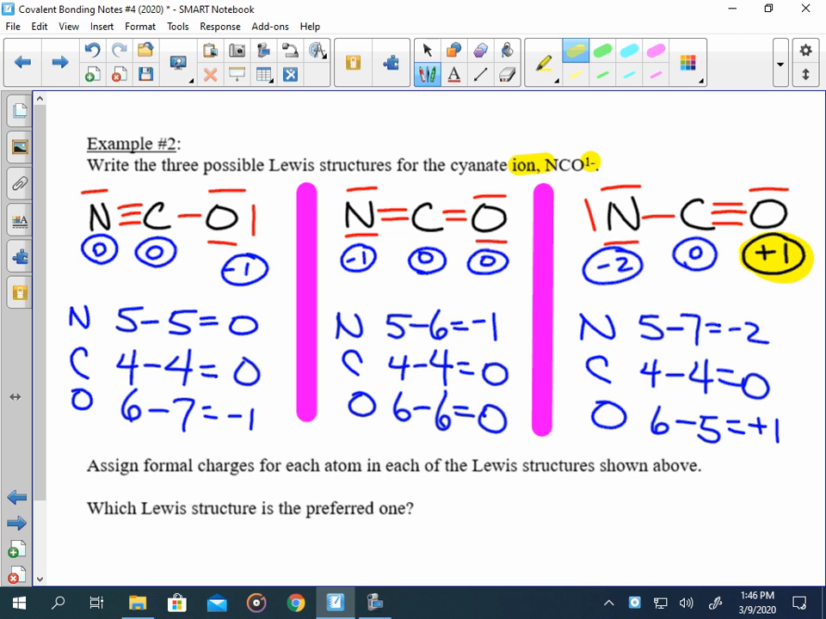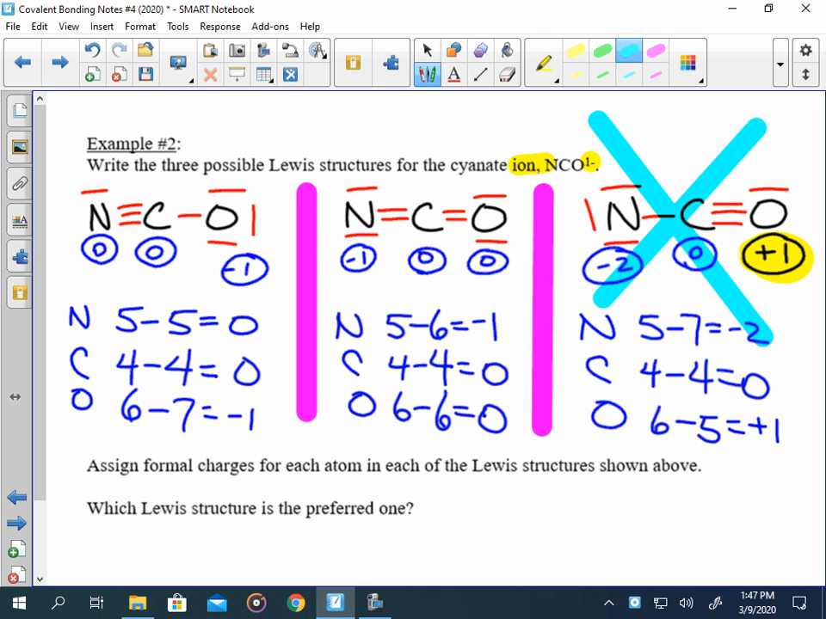And the fact that this is a -2 is just terrible, okay? We want to minimize the formal charges. +1, -1, that's not bad. This -2 stuff, no. So let's go with Eric on this. Eric, the first one or the second one? Where should the -1 go? First one. Why? Because oxygen is more electronegative than nitrogen. Absolutely. So this is the best one.